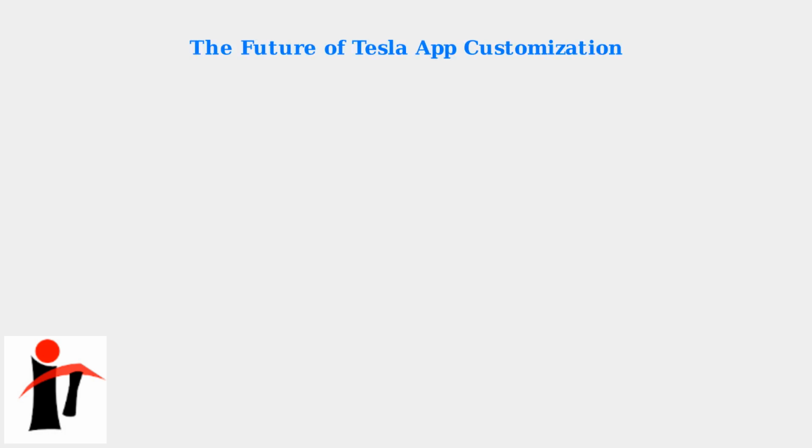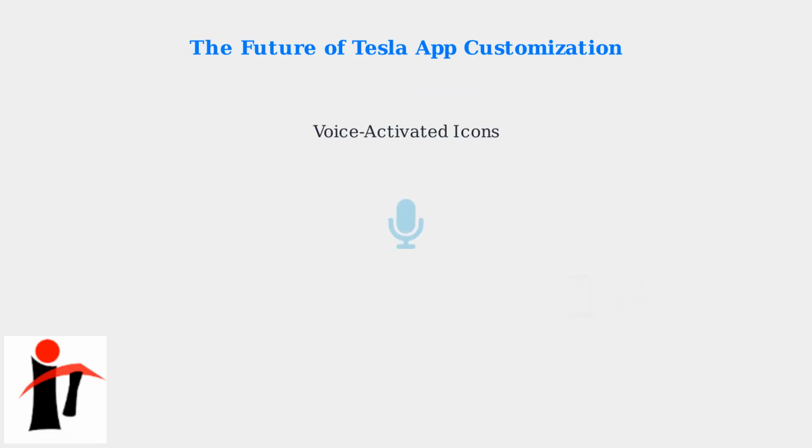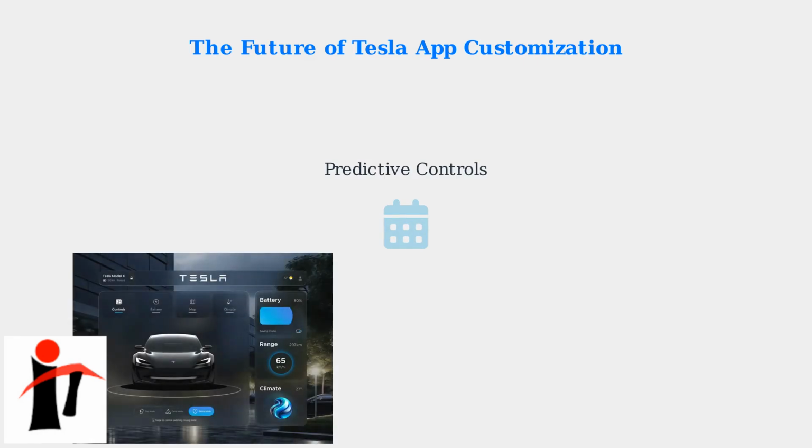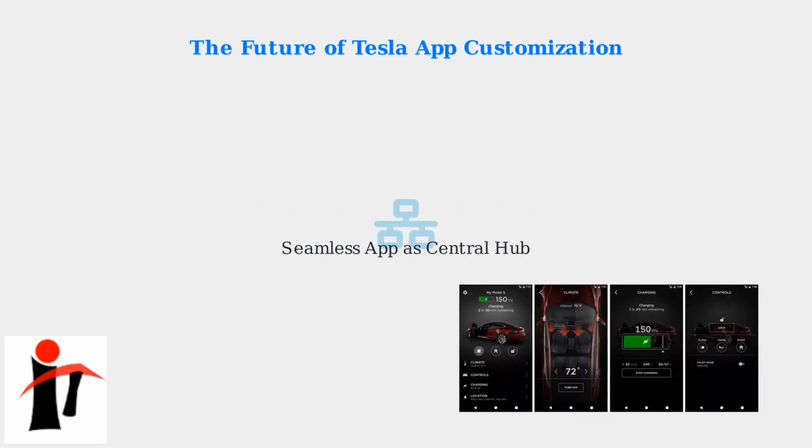The future of Tesla app customization points toward deeper AI and IoT integration. As AI learns from user behavior, the app will suggest and automatically adjust icons for maximum convenience. Voice-activated icons will allow hands-free control, while predictive controls anticipate needs based on patterns like weather or schedules. Tesla is exploring AR overlays that let users virtually interact with their vehicle through the app. The ultimate goal is a seamless app that serves as the central hub for your entire Tesla and smart home ecosystem.